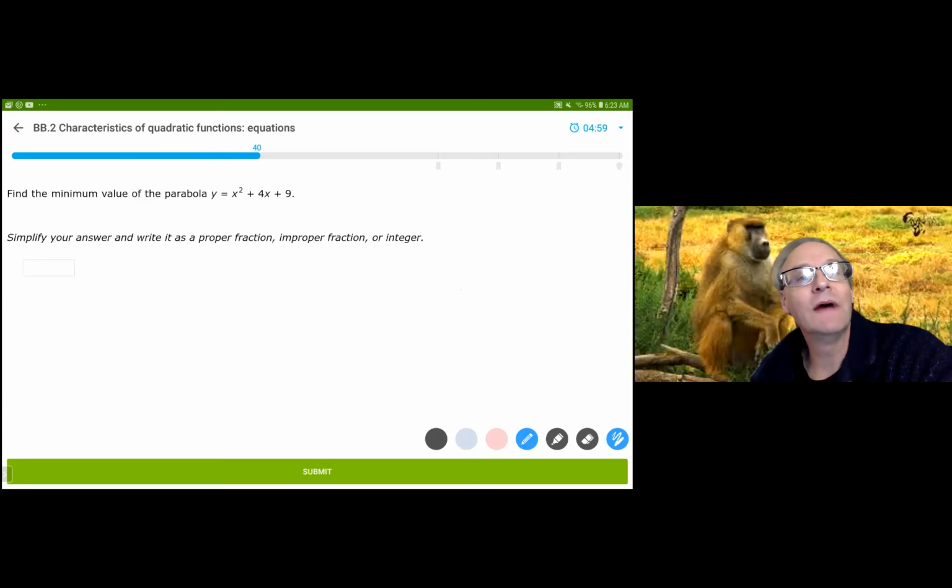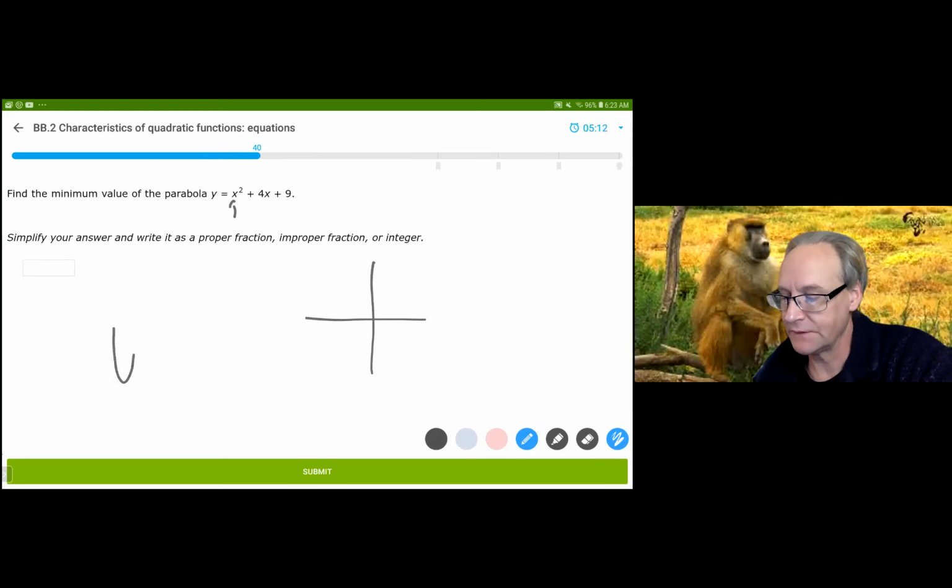The minimum value. A couple of things are happening here. First of all, this is a positive x squared, which means that my parabola is going to be of this form. If there were a negative in front of that x squared, it would be of this form, and I would have a maximum rather than a minimum. Since this is a minimum, I want to find the y value of the vertex.